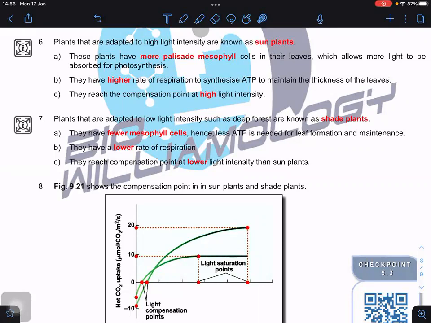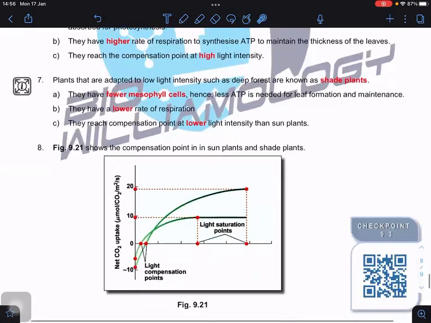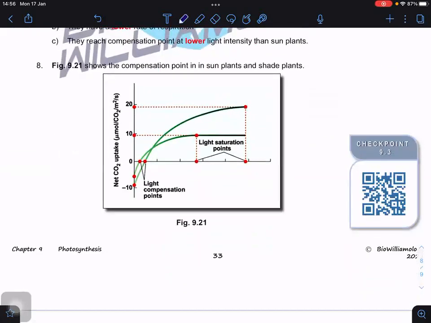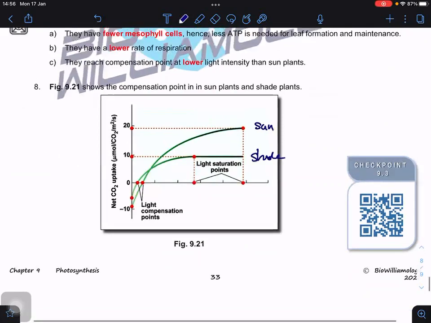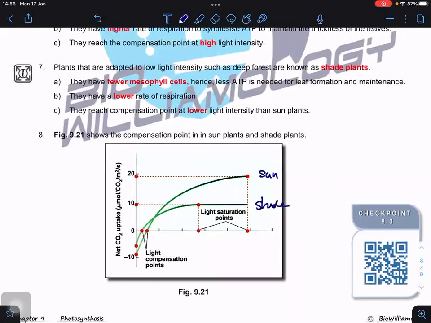Okay, so if you look at this graph, please label, guys, please label. This one is for the sun leaf or sun plant. This one is for the shade plant, or shaded plant. So you can see that for sun plants, the compensation point is actually higher, compared to the shade plant, where the compensation point will be lower.